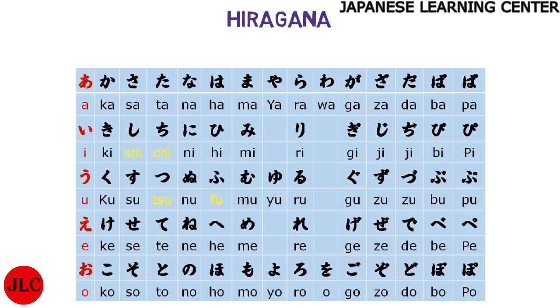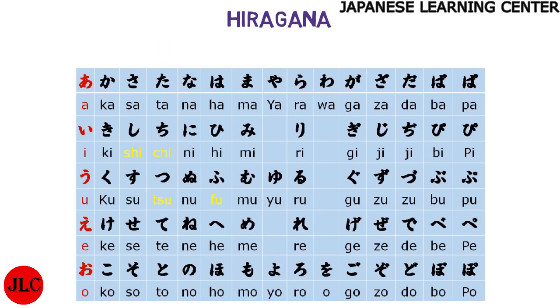The sa series is sa, shi. So here it's not si, it is shi. Sa, shi, su, se, so. Then the fourth series is the ta series, which is pronounced as ta, chi. It's not ti, it is chi. Then next is tsu, not tu. In Japanese they don't pronounce ti or tu. It is chi or tsu. I have written it in yellow color so that you can differentiate it from other letters. So the ta series is ta, chi, tsu, te, to.